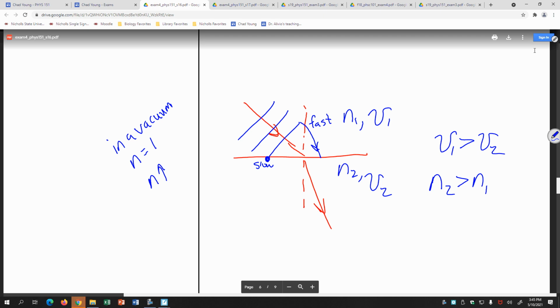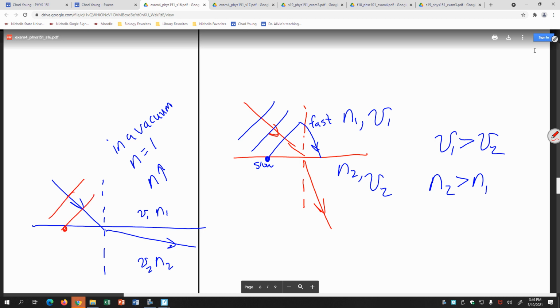Now notice too that if I switch the direction of this, and there are only 2 scenarios, right? Where instead of moving towards it, I move away from it. If this is N1, this is N2, V1, V2, I do my wavefront. Oh, this speeds up, so this is fast. This is slow.